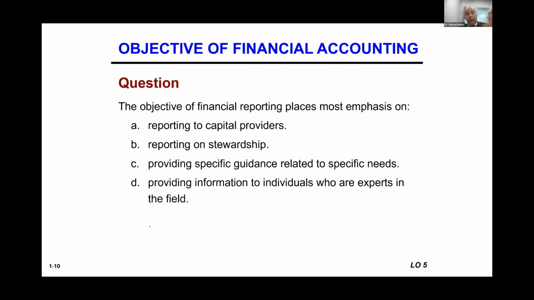Let me read it for you, and I will answer quickly for this one, or you can write in the chat. The objective of financial information places most emphasis on what? Reporting to capital providers, reporting on stewardship, providing specific guidance related to specific needs, providing information to individuals who are experts in the field. Just let me know if you know the answer.